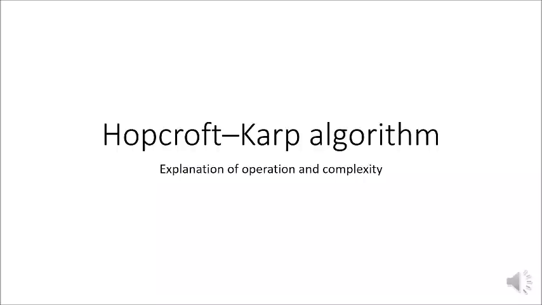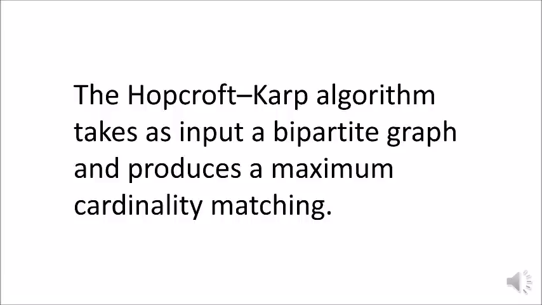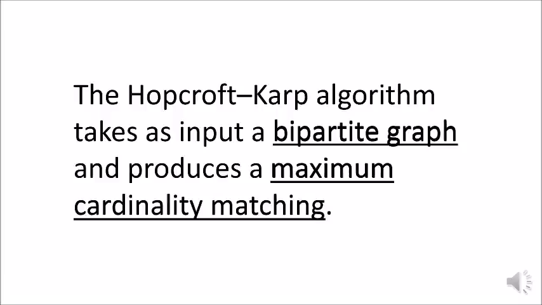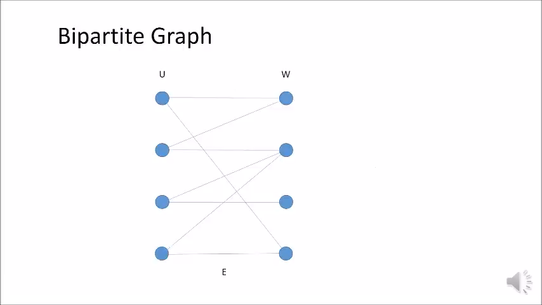This is an explanation of the operation and complexity of the Hopcroft-Karp algorithm. The Hopcroft-Karp algorithm takes as input a bipartite graph and produces a maximum cardinality matching. A bipartite graph is one in which the vertices can be divided into two sets, U and W, and the edges of the graph pass between the two sets, but not within the same set.